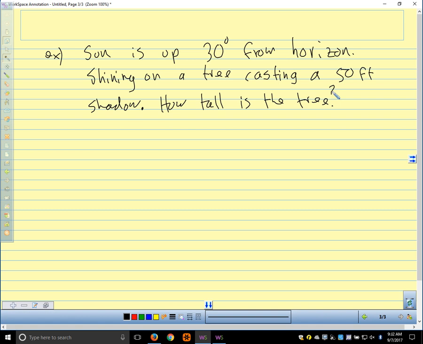So let's draw a picture. That's my favorite part about these kinds of problems, other than thinking about camping supplies. There's the sun.